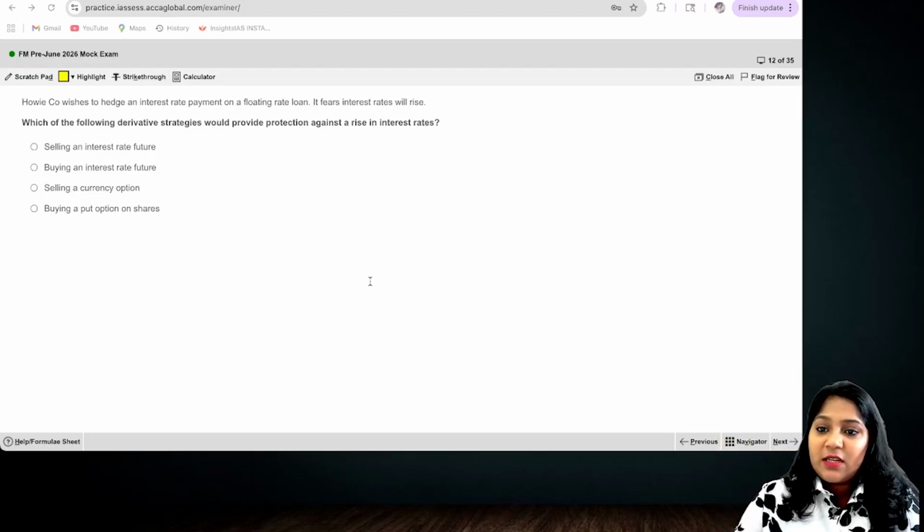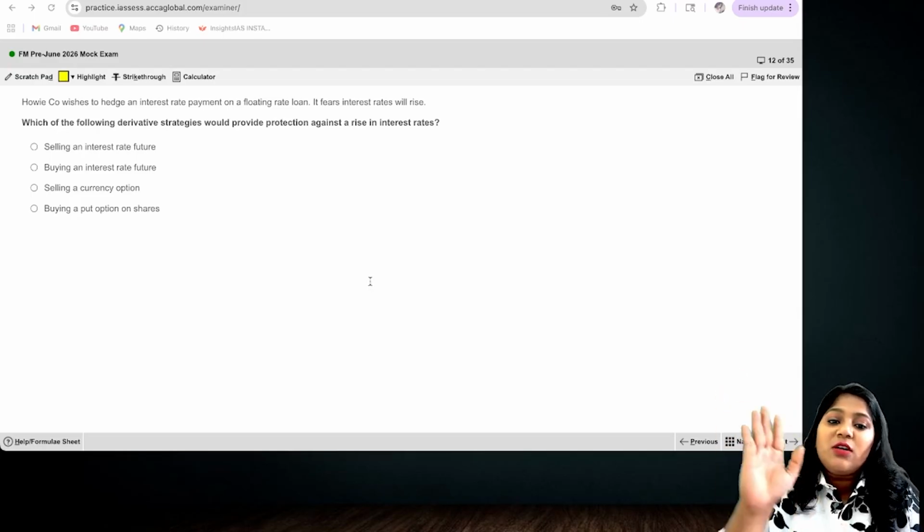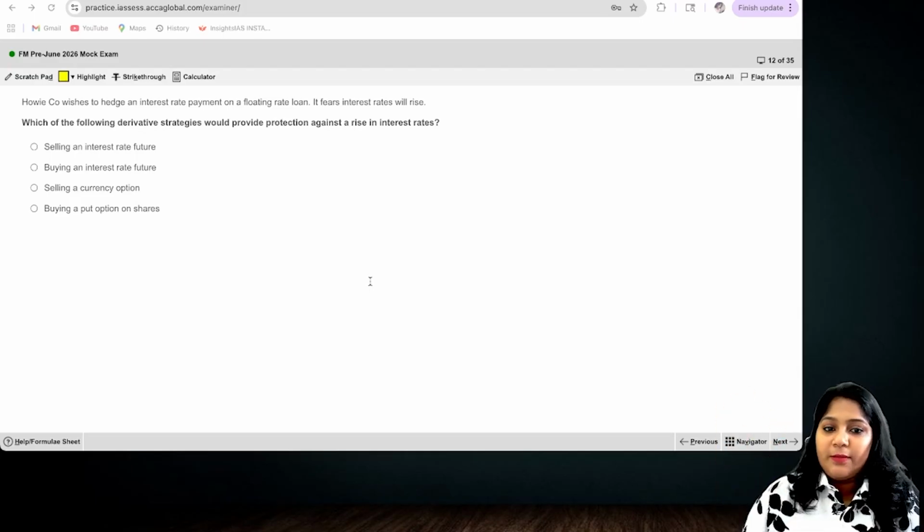So option C is removed. Buying a put option on shares. Guys, why do you go ahead and buy a put option on shares? See, it is also against the share price, not the interest rate changes. The answer has to be either option A or option B.